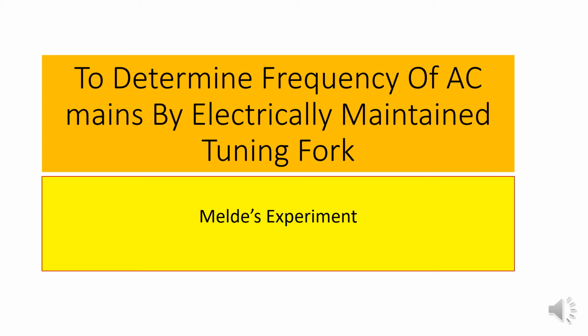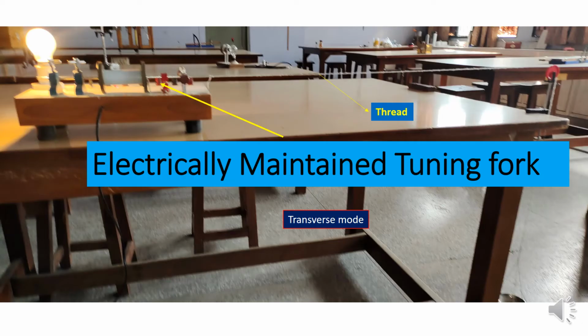In this practical, we will determine the frequency of AC mains by electrically maintained tuning fork. This is also called Melde's experiment. In this experiment, we will use the electric vibrator.